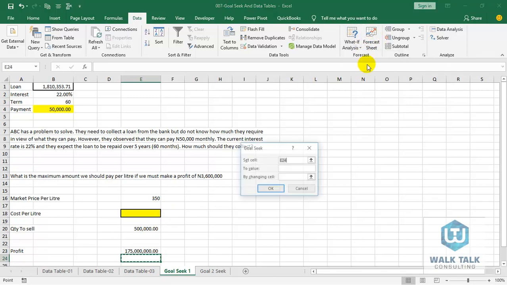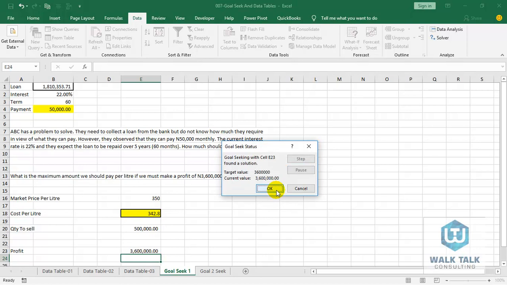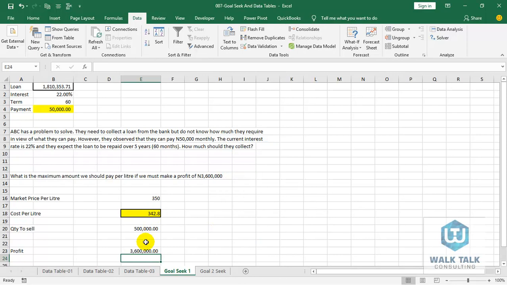So all I need to do, I go to the What-If Analysis tool and I say GoalSeek. Now the cell I want to set is my objective, that is the profit. The profit is my objective. I need to set that target profit to 3.6 million. Now the changing cell is the unknown variable that we are looking for, the cost at which we should buy the petroleum product to make that profit. So when you say okay, the system will iterate and tell you the maximum amount you should pay for the product to make this profit.